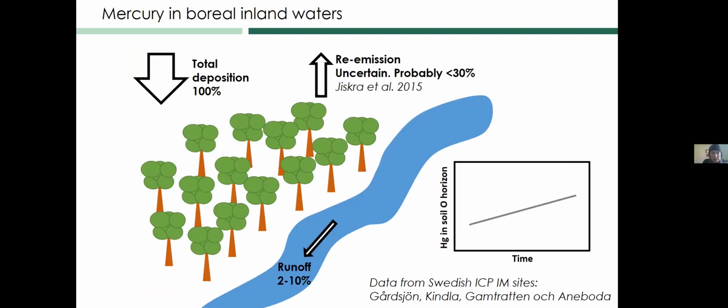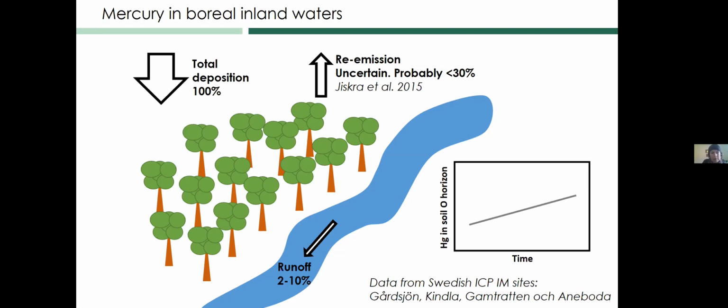In addition to high concentrations in fish, we also have the situation that even if the mercury deposition has decreased during the last decades, the input to the catchments is generally higher than the output, and the output is the runoff and the re-emission together.